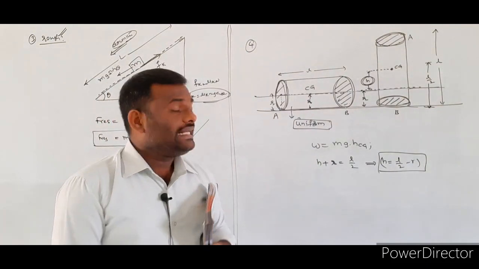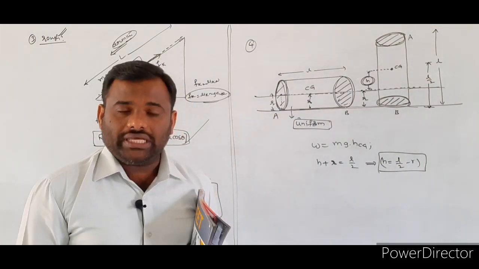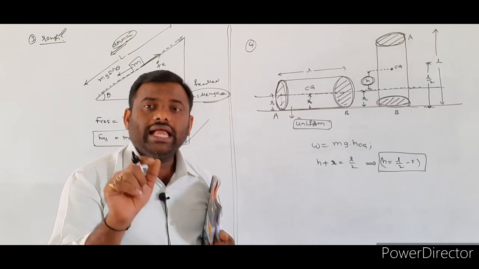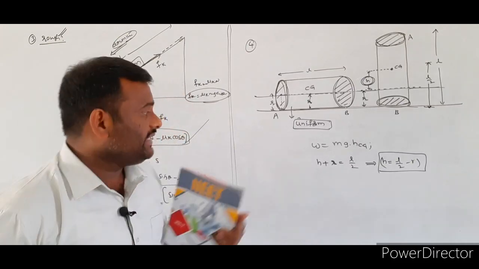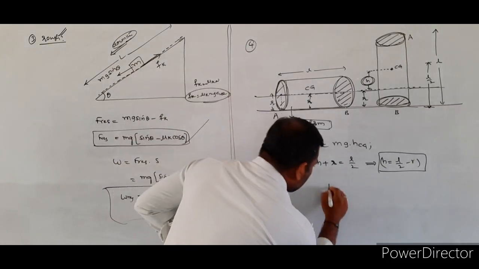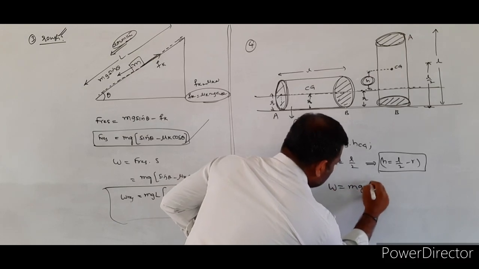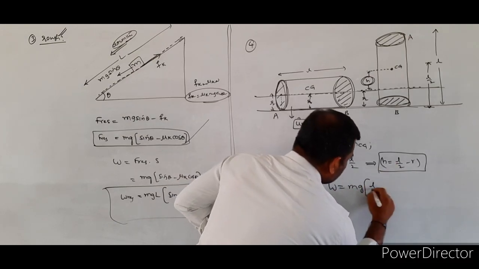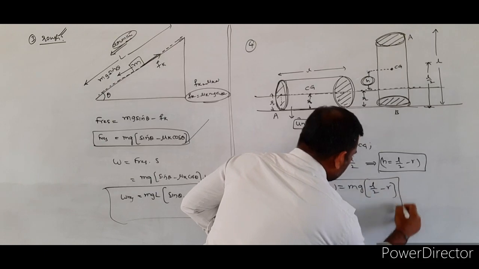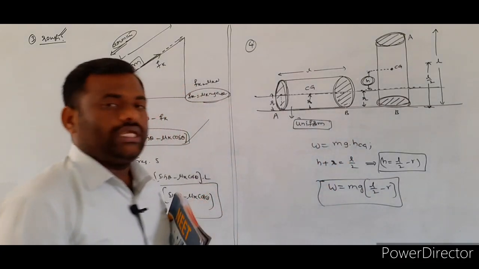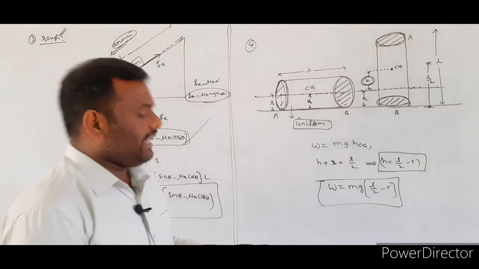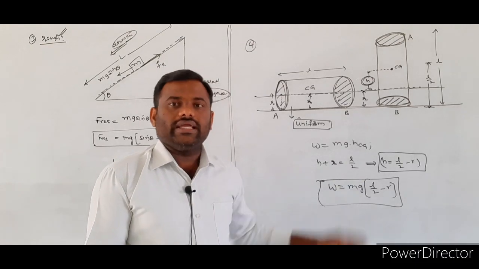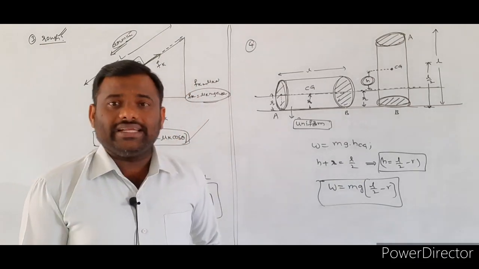L by 2 minus r indicates the height raised by the center of gravity due to the change in position of the uniform cylindrical rod. Therefore, work done is equal to mg into, in place of h, L by 2 minus r. Work done is equal to mg into L by 2 minus r. Like this we have to calculate the work done in the case of the uniform cylindrical rod.